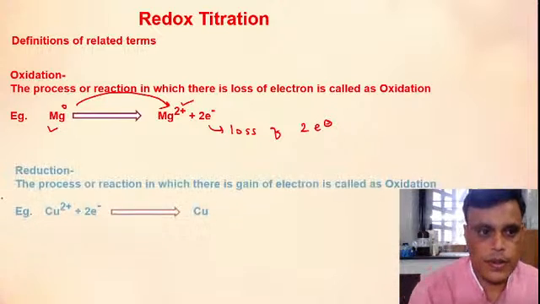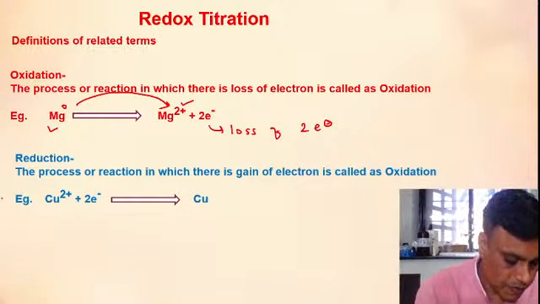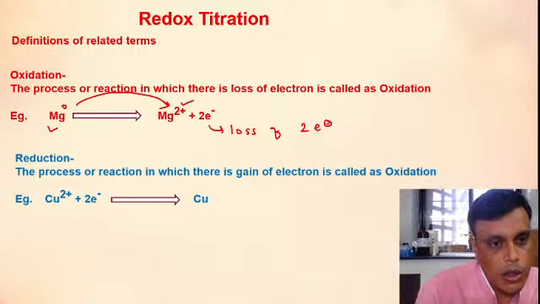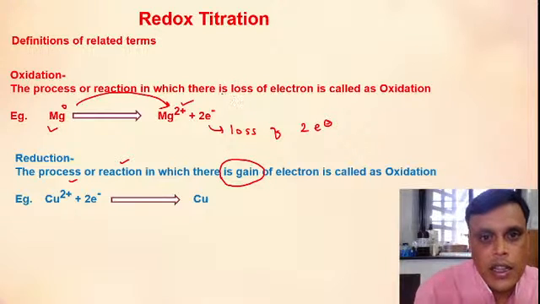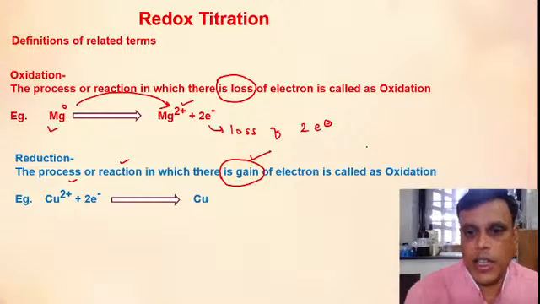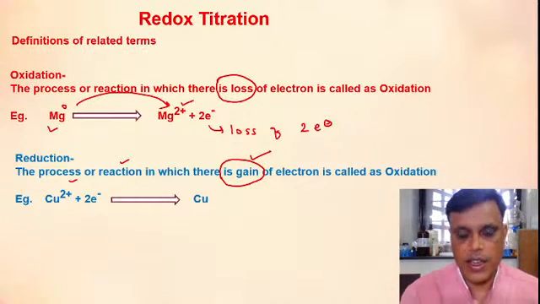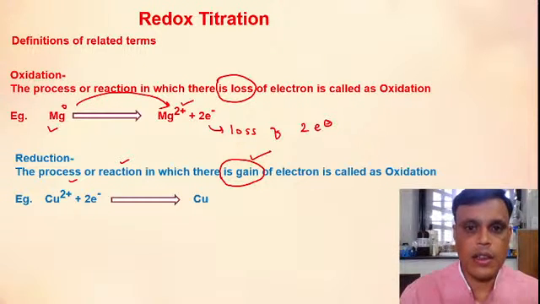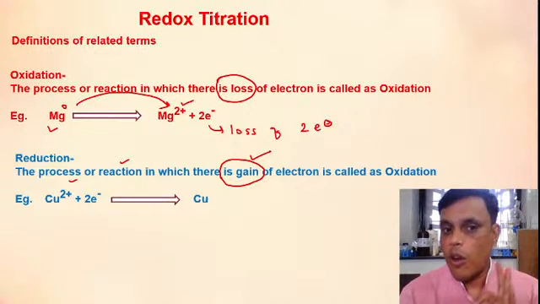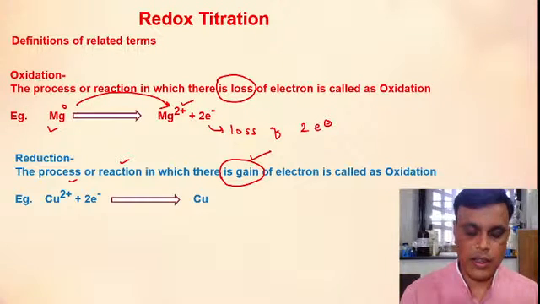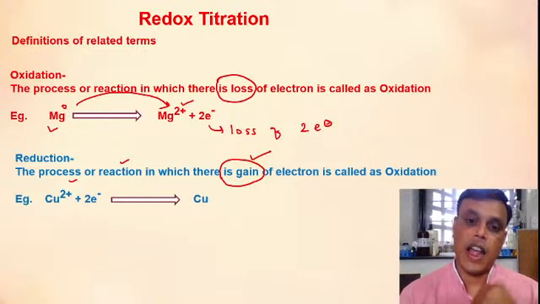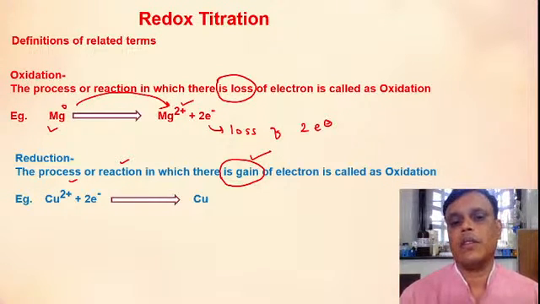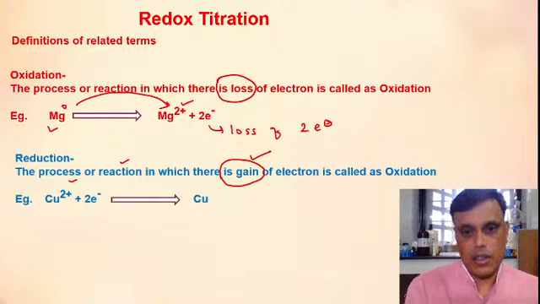Okay. Then the next process is reduction. See here, the process or reaction in which there is a gain of electron. Before, there was a loss of electron; here it is a gain of electrons. Another way to define it: if there is removal of oxygen or addition of hydrogen atom, then it is called a reduction.